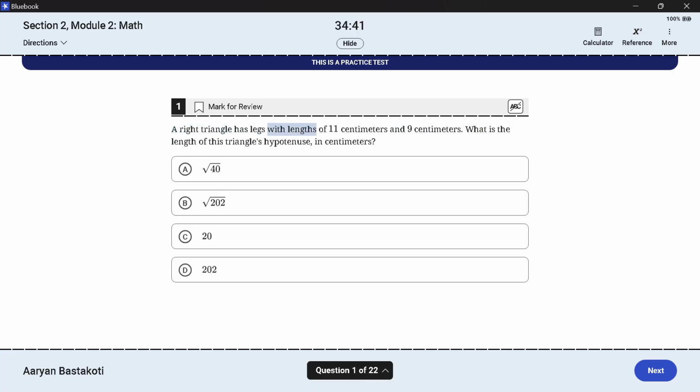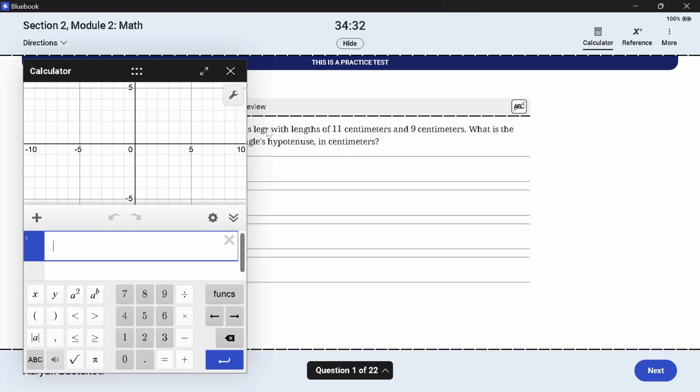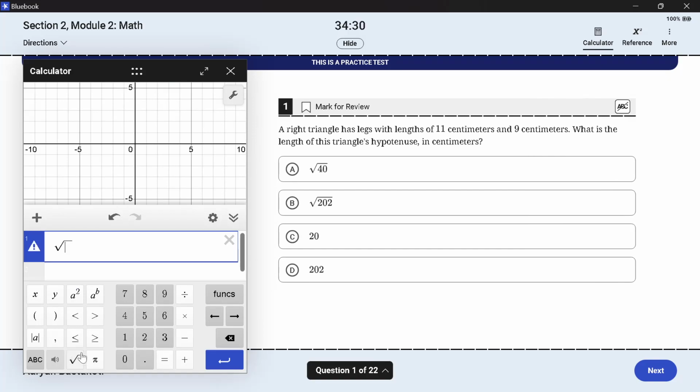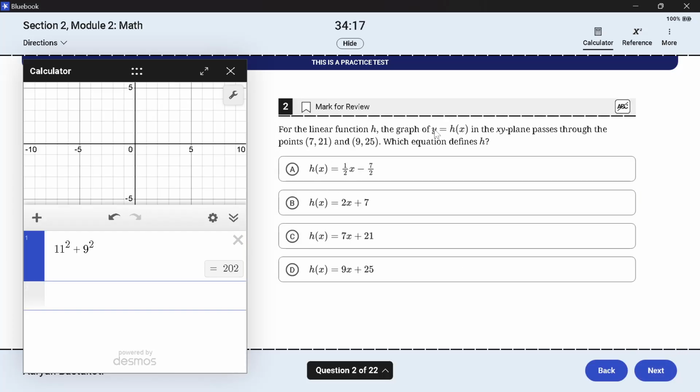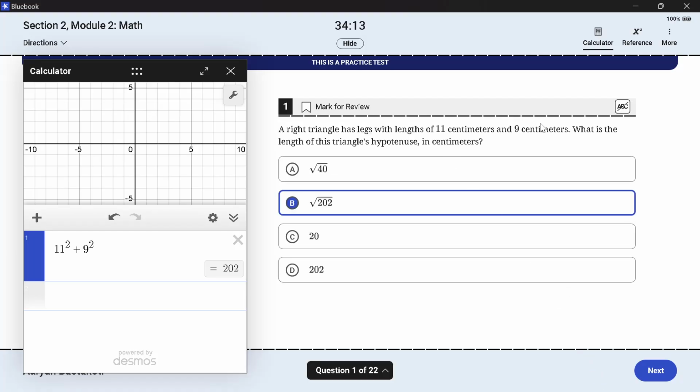A right triangle has legs with 11 centimeters and 9 centimeters. What is the length of this triangle's hypotenuse in centimeters? That's root under 11 squared plus 9 squared, which is this much. If I do not know this, root 202 is the right answer. It does match the hypotenuse.